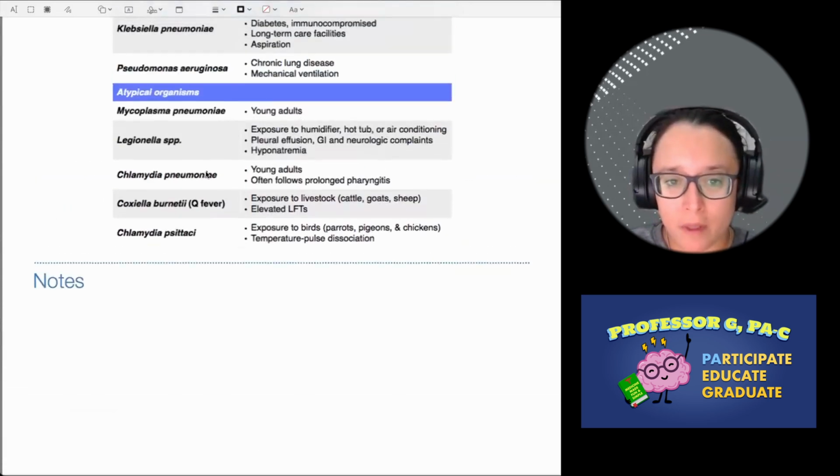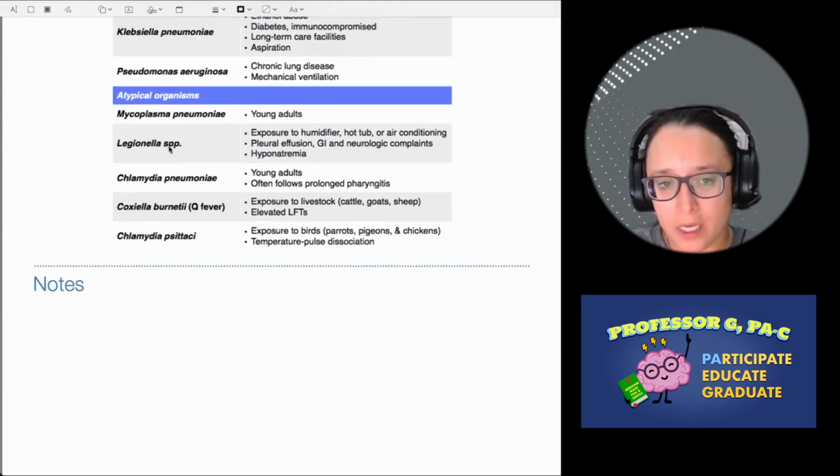No, we treat all of them with antibiotics. All of these. Unless it's like fungal stuff, then we don't treat with antibiotics. But all of the atypicals we treat with antibiotics.